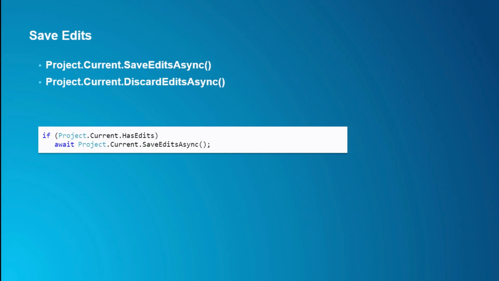There are also some methods on the project object to help you determine whether you actually have any edits. So there's the has edits property, and then we have the save edits async and the discard edits async methods to allow you to save or discard your edits as you require.